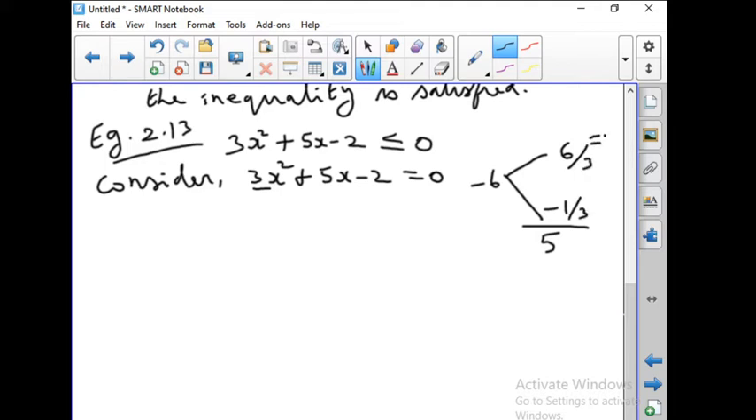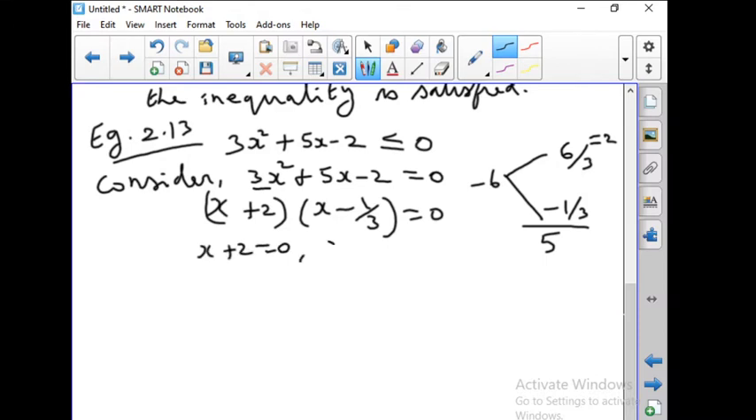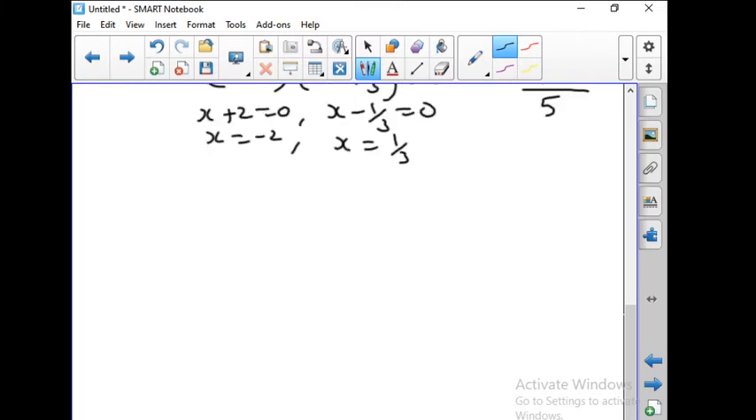Therefore this is equal to 2. So we write this as (x + 2)(x - 1/3) = 0. Okay. So now from this we get x + 2 = 0 and x - 1/3 = 0. So x = -2 and x = 1/3. So now you plot this on the number line.